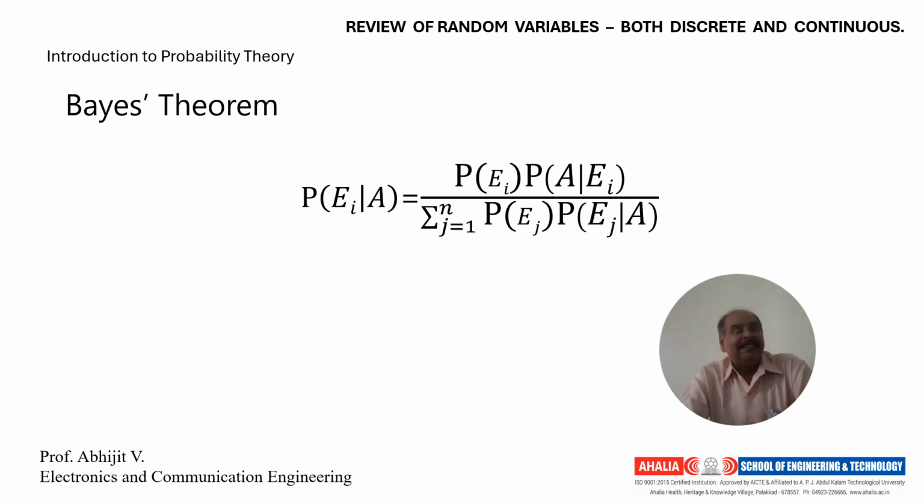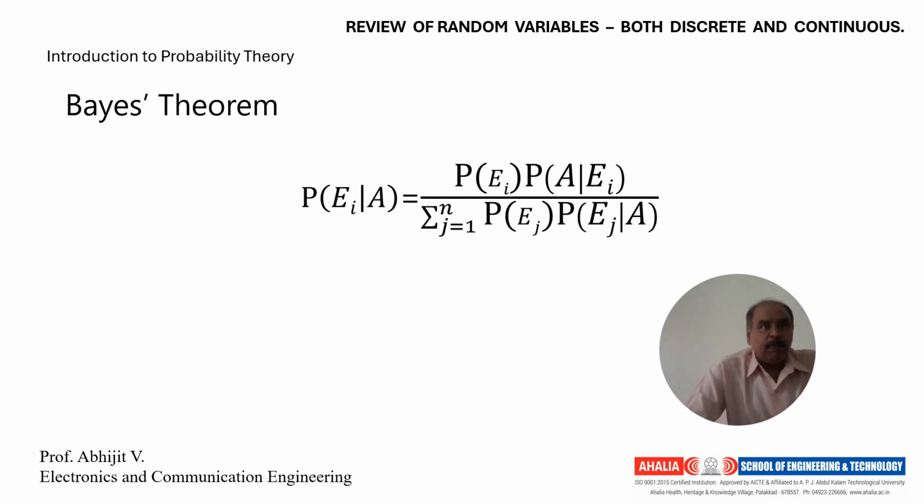In the last class, we have seen what is conditional probability. We have defined the conditional probability, and then towards the end of the previous session, we have understood what is total probability theorem. This session begins with what is Bayes theorem.